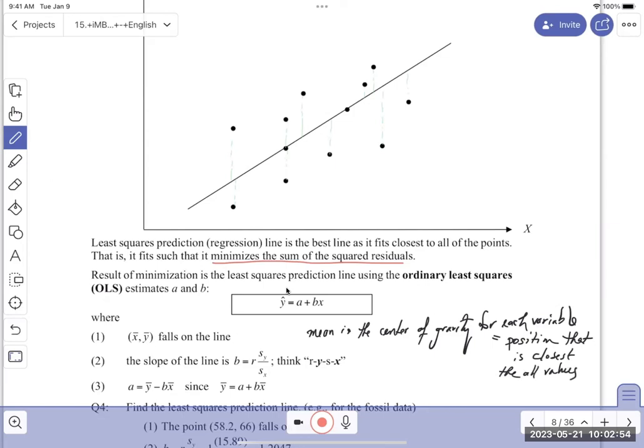So if you're thinking about the values of X, this value, this value, this value, the one that's in the middle, the mean, will be the value that's closest to all the points in either direction. So because of that, and because that's going to happen in this direction as well, the point X bar, Y bar must fall on the line.